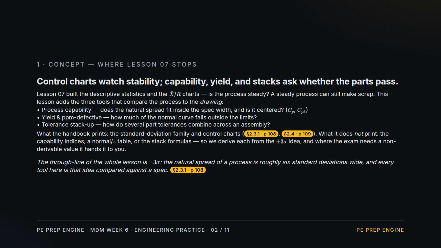One honest note up front. The handbook prints the standard deviation and the control charts, but not the capability indices, not a z-table, and not the stack formulas. So we derive each from the plus or minus 3 sigma idea, and anything the exam can't have you derive, it gives you in the question.